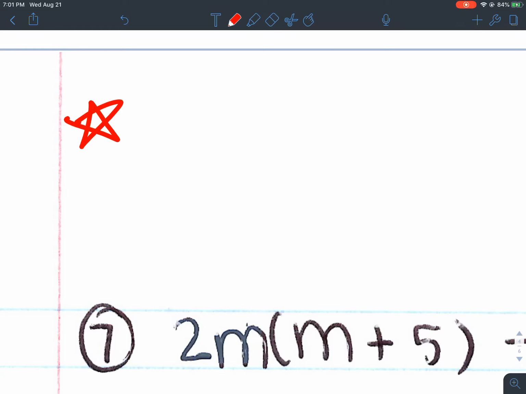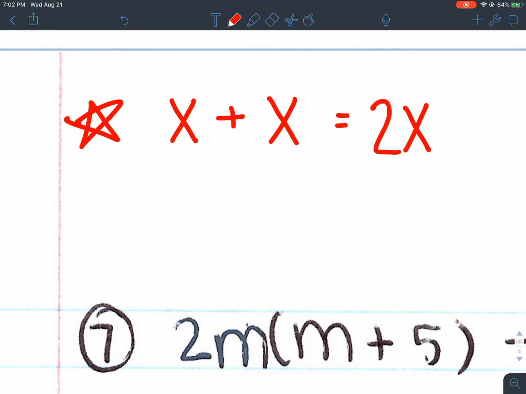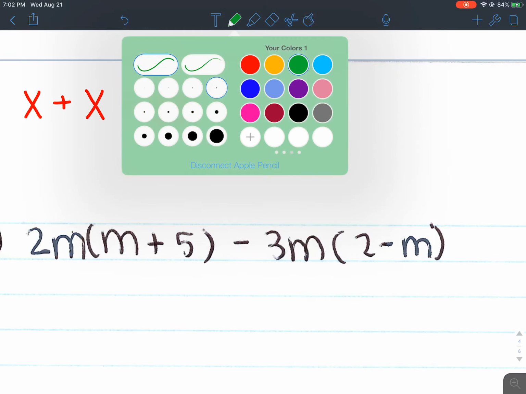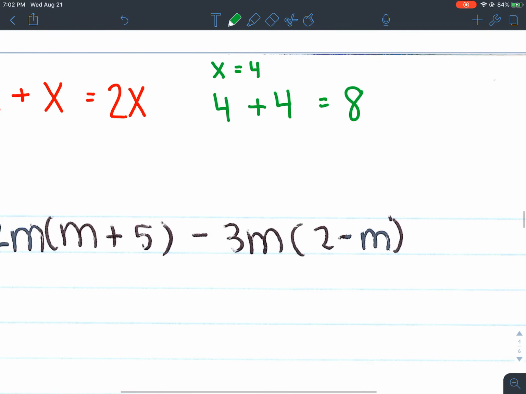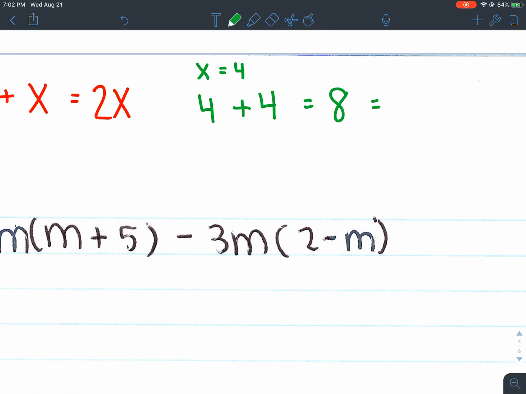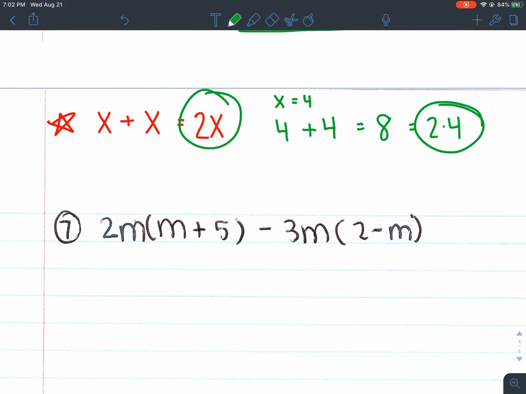All right, if I have x plus x, what does that equal? 2x, right? So let's use real numbers. Let's pretend x is 4. So we have 4 plus 4. What does that equal? 8. How else can we write that? We can also write that as 2 times 4, right? So it's the same thing as this concept, 2 times whatever x was.